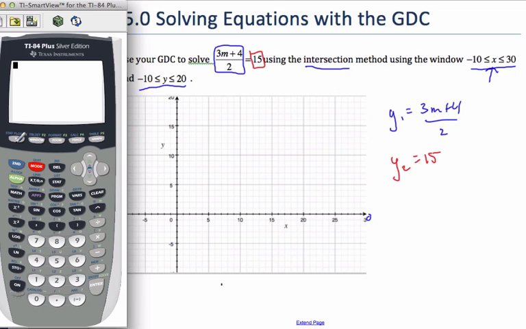And we go y equals, and I'm going to put this into y1. Now, I don't have an m, so I'm going to use an x instead of an m. But I want the whole thing to be divided by 2, so I have to put it in parentheses. So it goes parentheses, 3x + 4, close parenthesis, divided by 2. And then y2 will be just 15. And if I go and let's just do a regular window. That's what we get now.